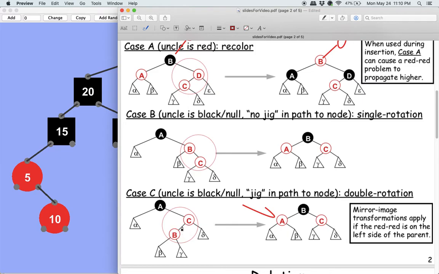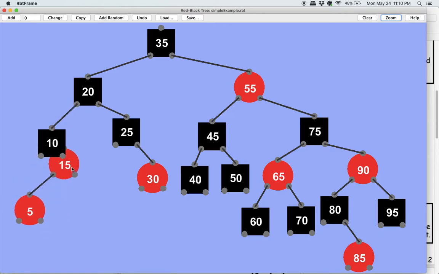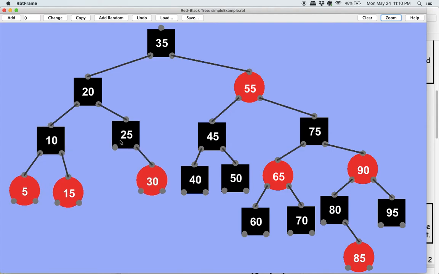Basically, the B becomes black, the A, the new node that's going to become the root, becomes black. The node that was the root becomes red. I pull this guy above the other two, and so this guy becomes black, this guy becomes red, this becomes the root of that little subtree, and these two guys become the children, and that now restores this to being a red-black tree.